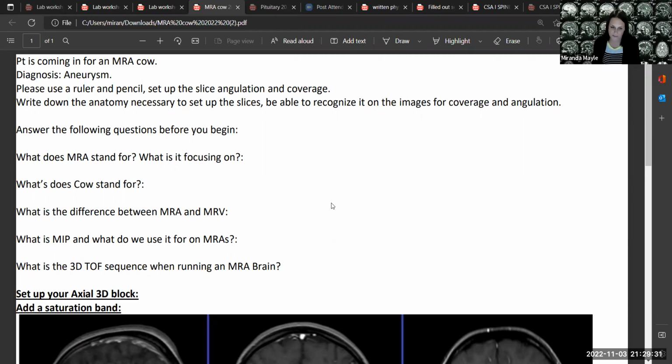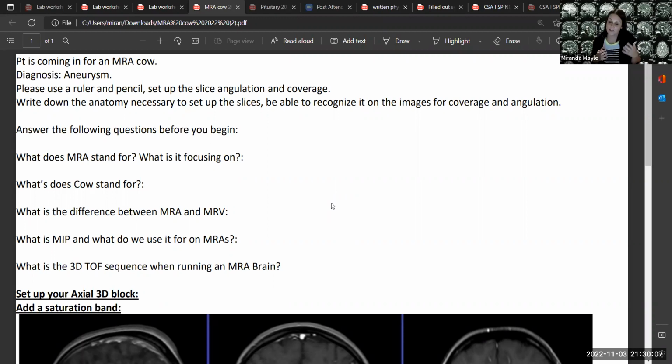I don't know if we've talked about this at all, but the 3D time of flight sequence when we run an MRA brain, this is when we're putting that slab from the foramen magnum just above the corpus callosum. It's actually a slab. It's not just individual slices with a gap between them. This is a slab of very, very thin slices that are literally touching each other. There's no gaps. And when I told you guys before that when we do an axial brain scan, there's about 30 slices roughly from vertex to the foramen magnum.